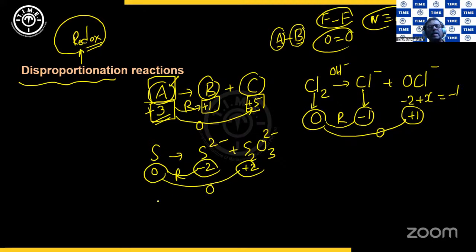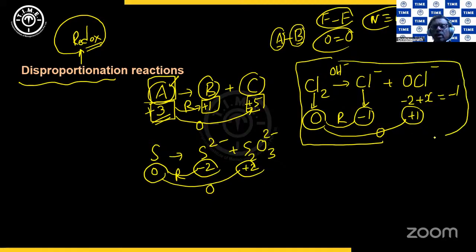Clear? So like this, we have lots of disproportionation reactions. Whatever happened to chlorine will also happen for bromine and iodine, but not for fluorine. Fluorine never undergoes disproportionation because fluorine can never lose electrons. Fluorine can never undergo oxidation. Fluorine will undergo only reduction. It can only gain electrons. It cannot lose electrons. Clear?